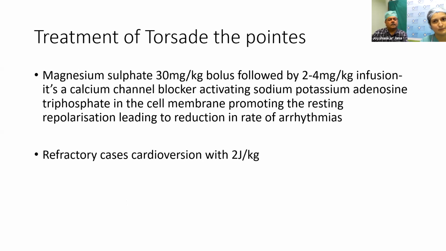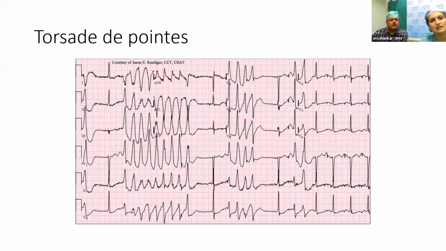What is the treatment of torsade de pointes? Magnesium sulfate is given 30 mg per kg bolus, followed by 2 to 4 mg per kg of infusion. Magnesium sulfate is a calcium channel blocker, and it activates the sodium-potassium adenosine triphosphatase in the cell membrane, and it promotes the resting repolarization, leading to reduction in the rate of arrhythmias. Cardioversion with 2 joules per kg is required in refractory cases which are not treatable with magnesium sulfate. This is an ECG showing polymorphic ventricular tachycardia.